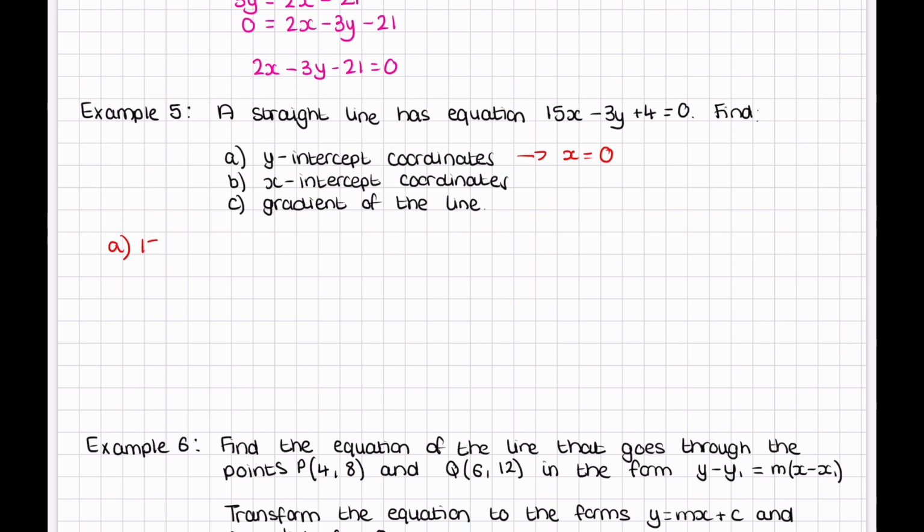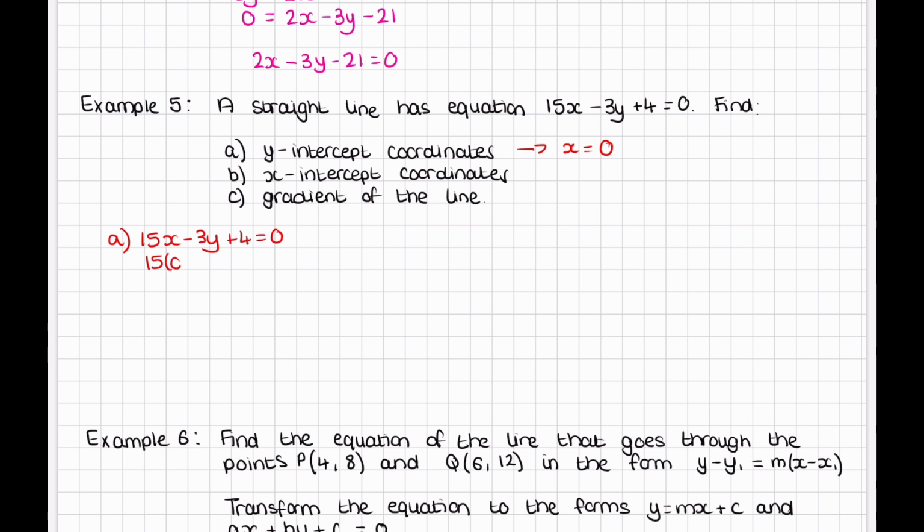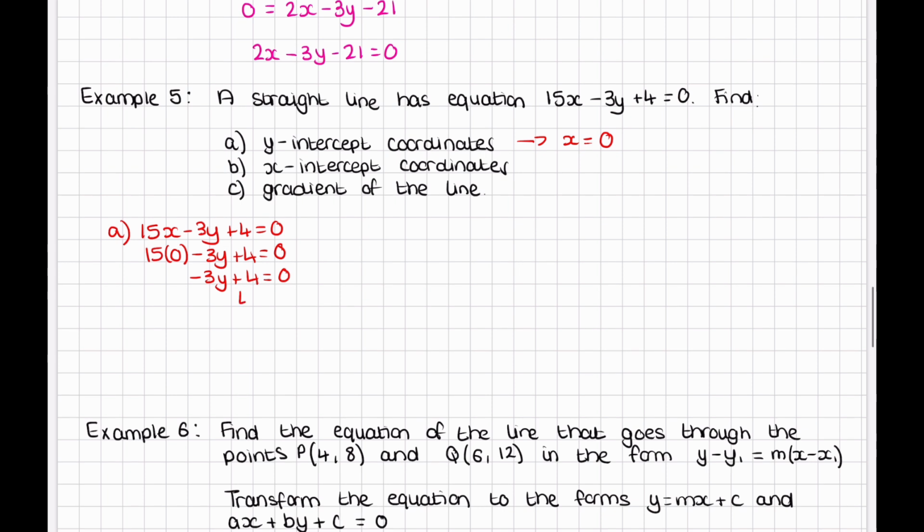So we're going to have our equation 15x minus 3y plus 4 equals 0, which means then we'll have 15 times 0 minus 3y plus 4 equals 0, which will just leave us with minus 3y plus 4 equals 0, and then I can just rearrange this. So 4 equals 3y, divide by 3, and so y equals 4 over 3. And now it says the y-intercept coordinates, which means I need to leave my answer as coordinates. Remember, x equals 0 and y is 4 over 3.